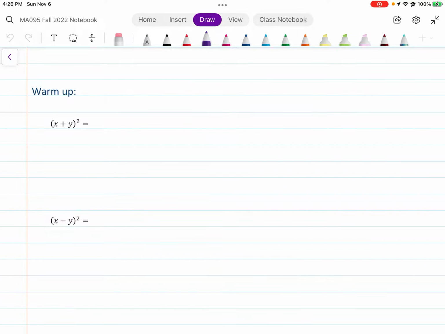So what I see most people do when they first start this is they say, oh, well, this is x squared plus y squared. It is not x squared plus y squared. It's so not that I'm going to erase it. Okay, I don't want you to even look at it for another moment. It's not x squared plus y squared. All right, so what this means is the quantity x plus y times itself, x plus y.